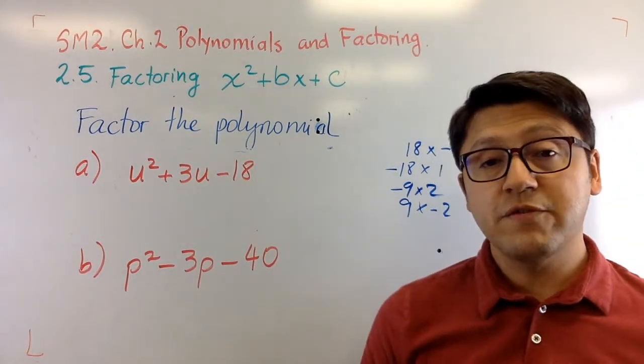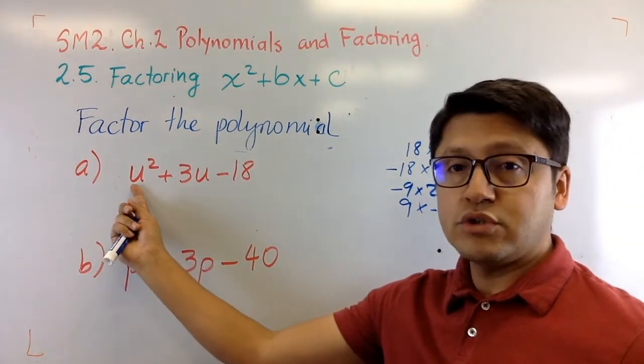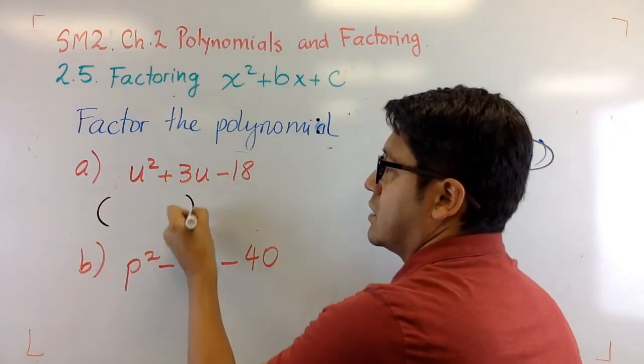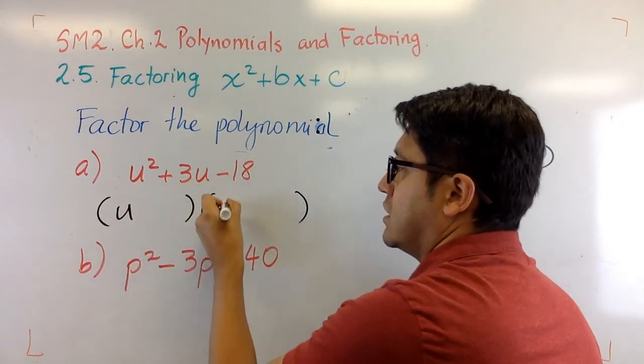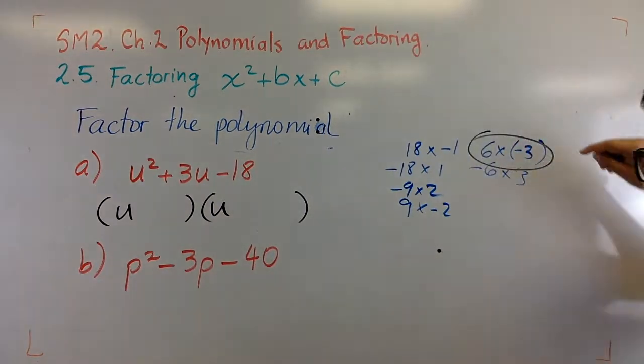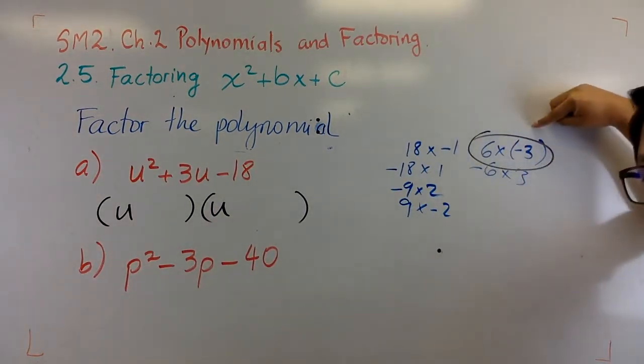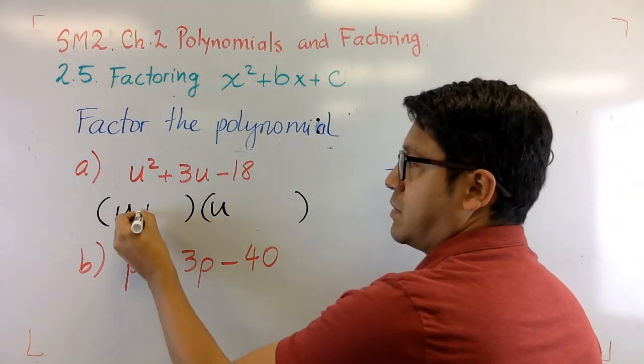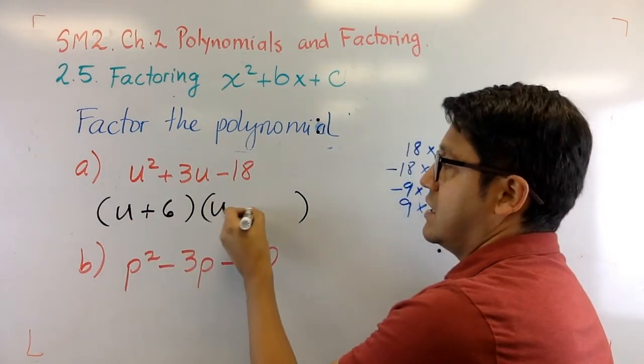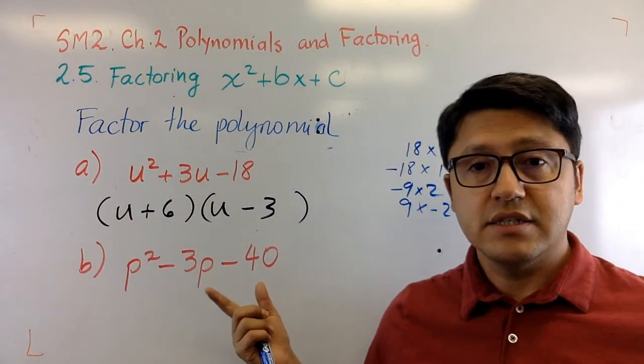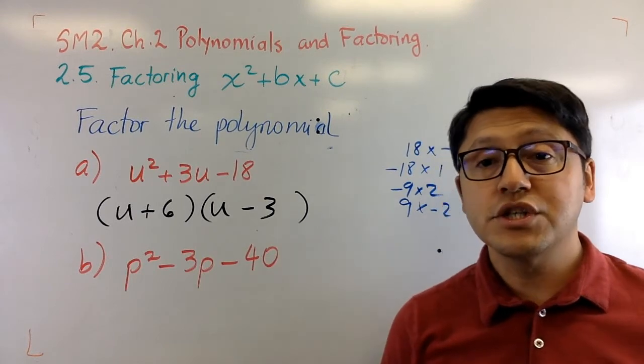As we've said before, what we do is distribute this u squared with a u and u. And then the numbers we wanted to use are 6 and negative 3. So 6 is positive 6 like this, and negative 3. And we've done it. Easy, right? So let's continue with the next one.